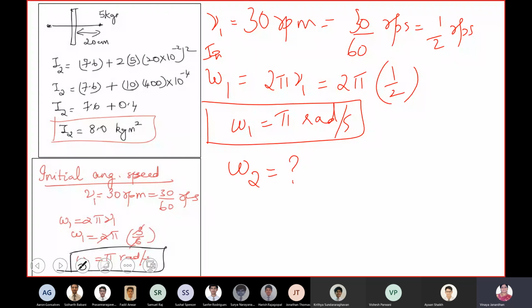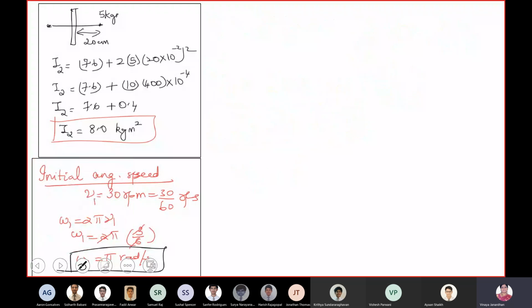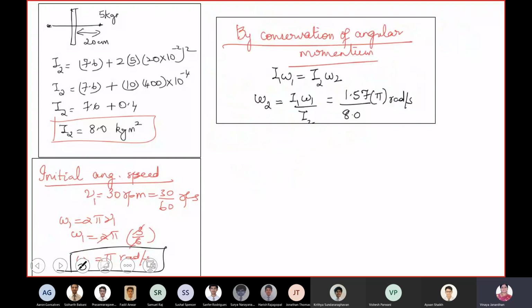When he brings the 5 kilogram mass closer to his body, naturally your speed will increase. So how will I find omega 2? I have to go for the law of conservation of angular momentum. So by the law of conservation of angular momentum, I omega is a constant. L is a constant. What is L? L = I into omega, that is a constant. Or I can write I1 omega 1 must be equal to I2 omega 2.